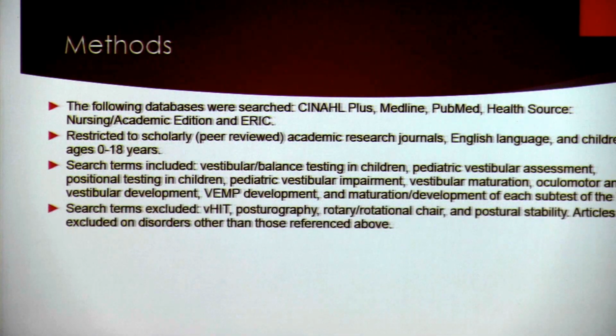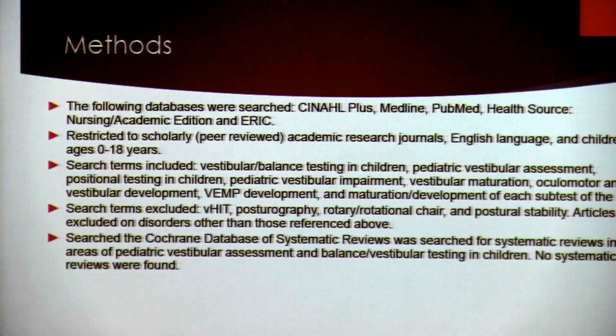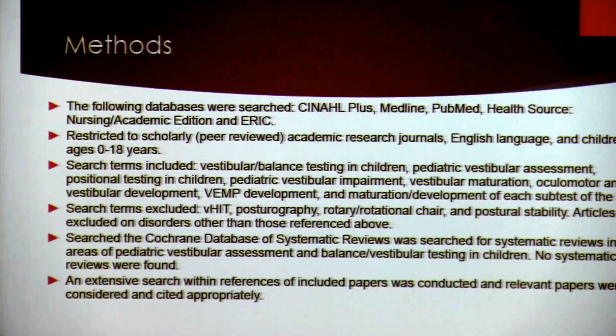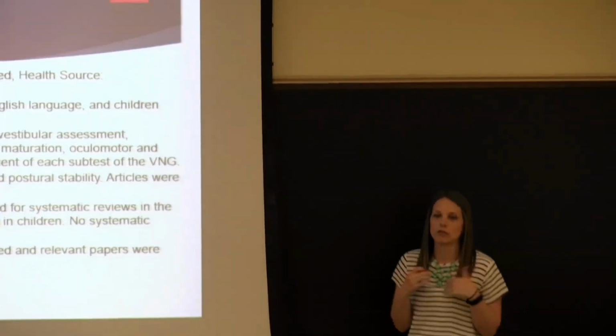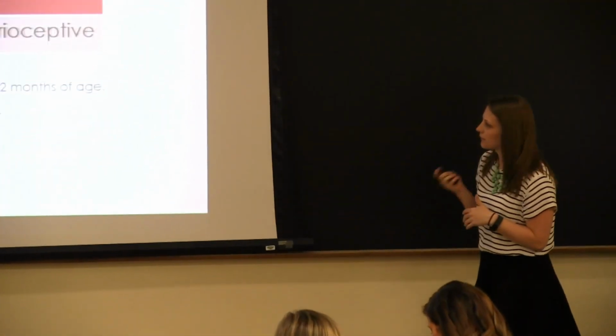And we excluded studies that were strictly on VHIT, posturography, rotary chair, or articles that were on topics we weren't really searching, such as autism and dyslexia. We also searched the Cochrane database of systematic reviews to see if anything like this existed, and we did not find anything. And once we found our articles, we did a very extensive search through their references to make sure we weren't missing anything, and if we found anything that was useful, we used it and cited it accordingly.